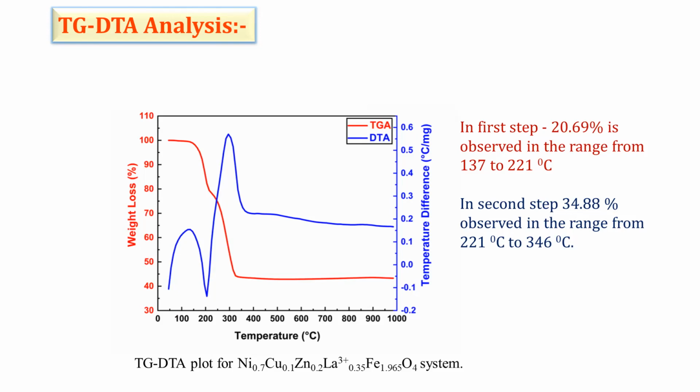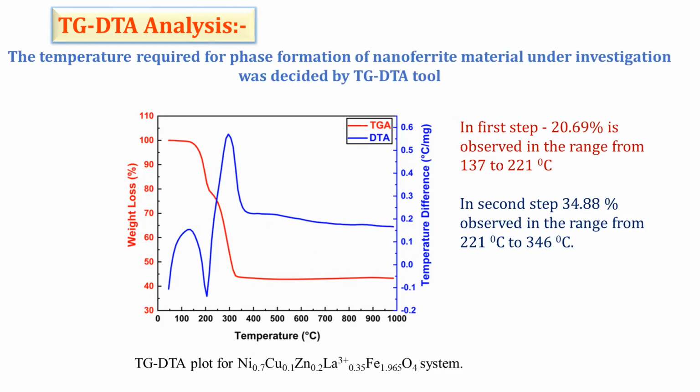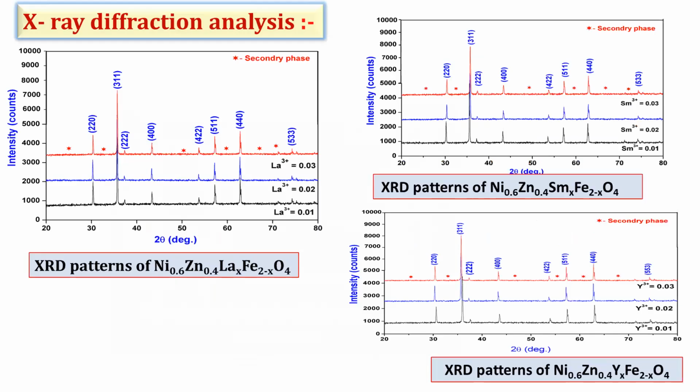And in the second step, we get a weight loss of about 34.88, corresponding to the exothermic peak. Existence of endothermic and exothermic peaks in TG-DTA analysis confirms the formation of phase of our material. And here we have to decide the temperature of our material, which is about 346 degrees Celsius.